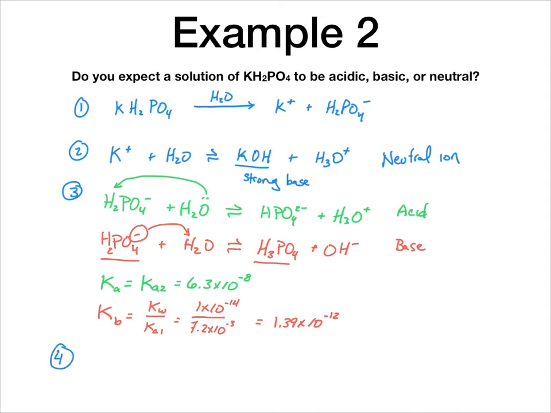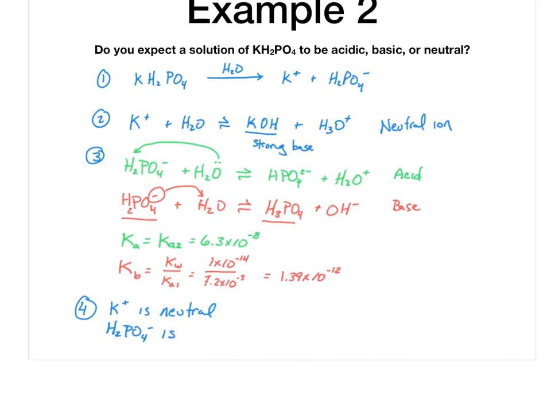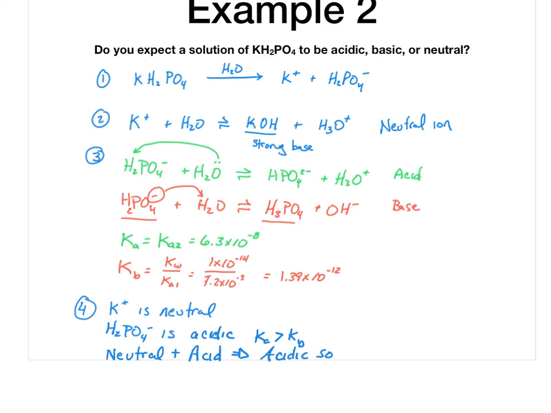So step 4, I have to put it together. My potassium is neutral. My H2PO4 minus is both, but it is going to be acidic because the Ka is greater than the Kb. A neutral, that's not how you spell neutral. Sorry guys. Neutral plus an acid is going to result in an acidic solution.